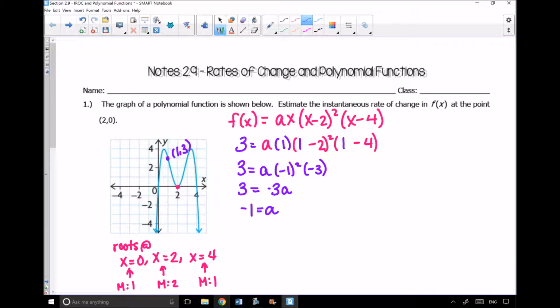Well, if I know what a is, I can figure out what my function is. I know my function is just going to be negative x times (x minus 2) squared times (x minus 4). And this is going to be very useful to me.